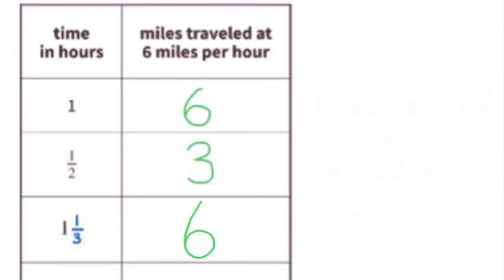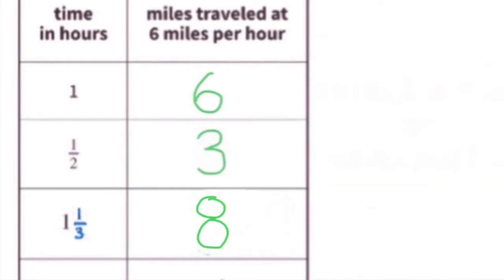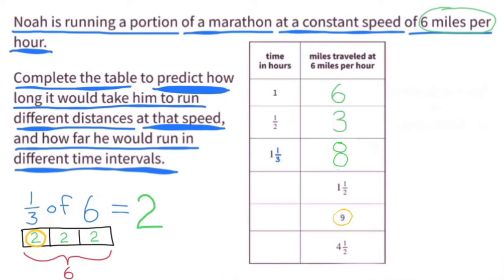At 6 miles an hour, in 1 hour, he could run 6 miles. And in 1/3 of an hour, he can run 2 miles. So if he ran 6 miles an hour for 1 1/3 hour, he could run 8 miles.